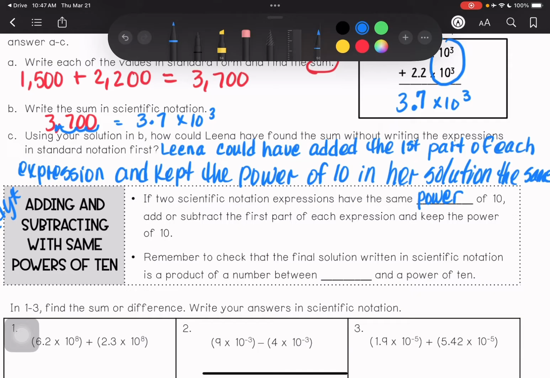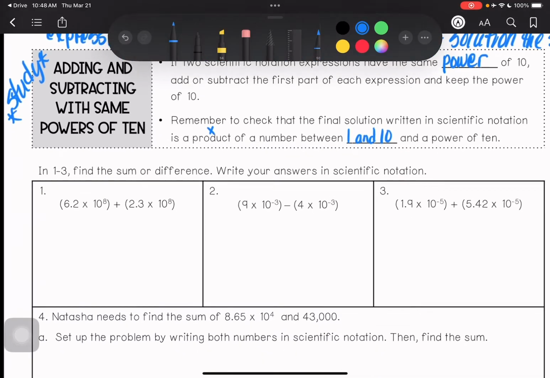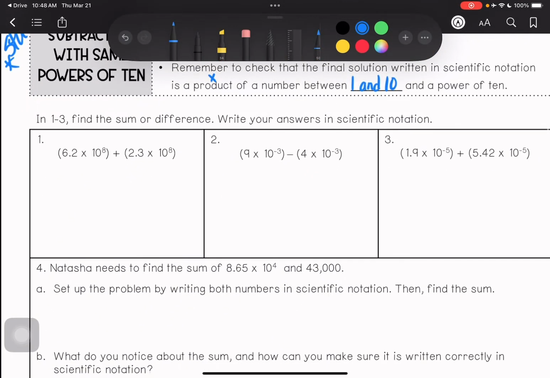It said, remember to check that the final solution written in scientific notation is a product. Product means multiply. Product of a number between 1 and 10 times the power of 10. Okay. So in examples 1, 2, and 3, we're going to find the sum. Sum means to add. Or the difference, which means to subtract. And we're going to write our answers in scientific notation.